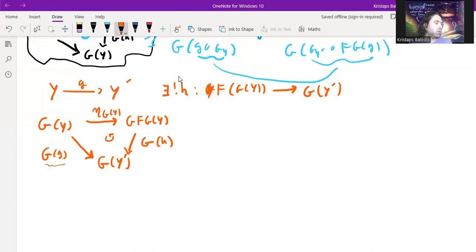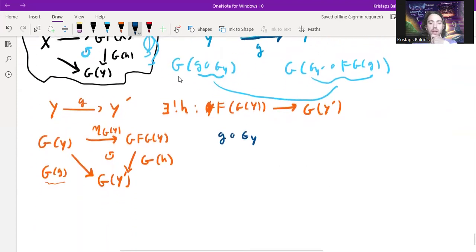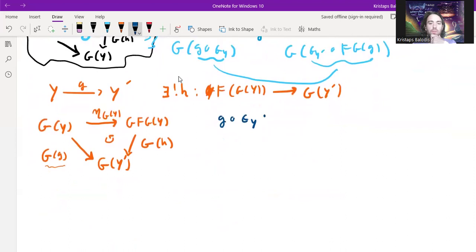Okay, so now we have this map. We have G composed with eta sub y. So if you remember this commuting diagram above that I'm trying to show, right? I'm going to apply G to the composition of these two things and use the defining properties to show that it has to be H. So this is indeed, if you track where these things are coming from, a map from FGy to y'.